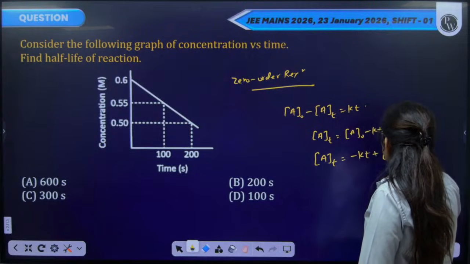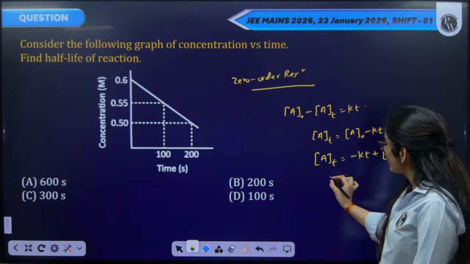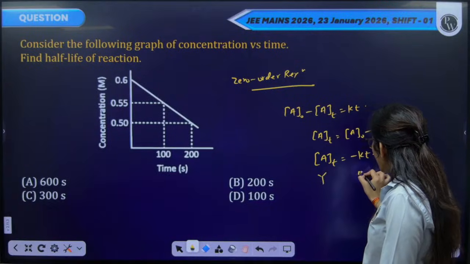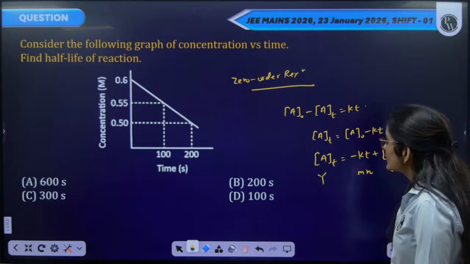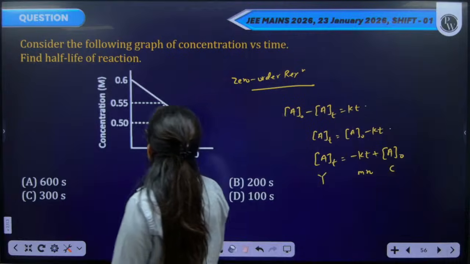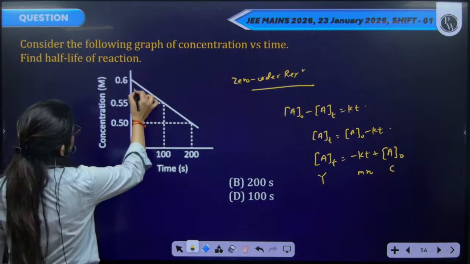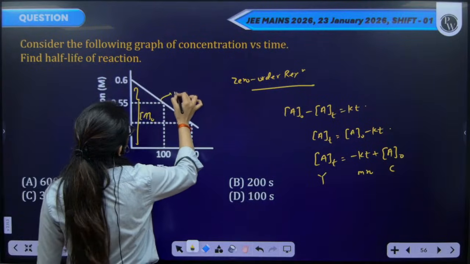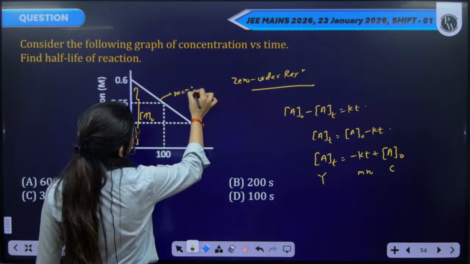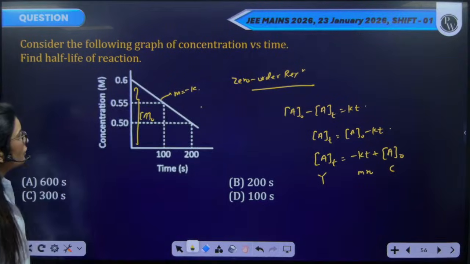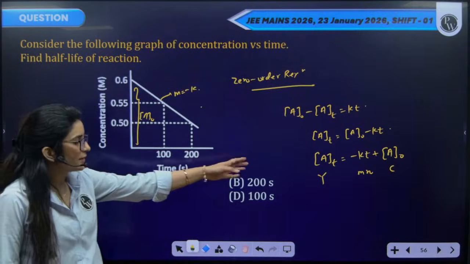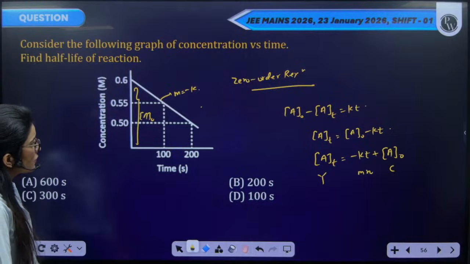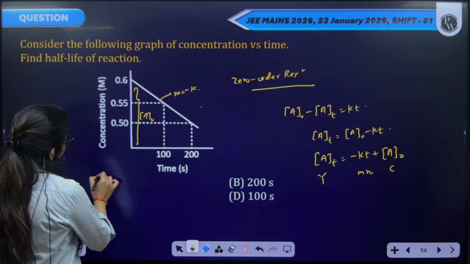If you have a look over this equation, it will be just like this. This is y, this is m, this is x, and this is c. So if you have a look over the graph, you can clearly see this will be the intercept, meaning this is the value of A naught. The value of m here will be equal to minus K. So you can calculate the value of K from here, because K is representing the slope of the given graph. If you want to calculate K, how will you calculate it?